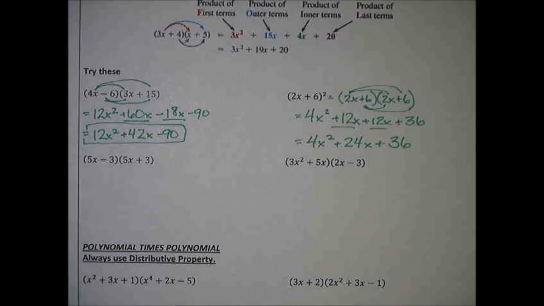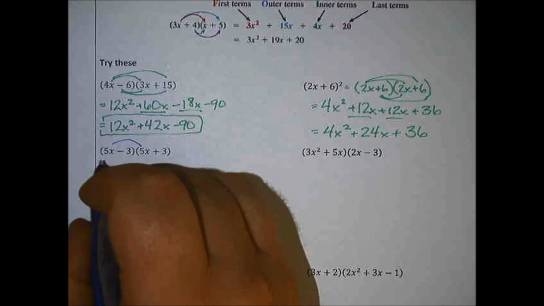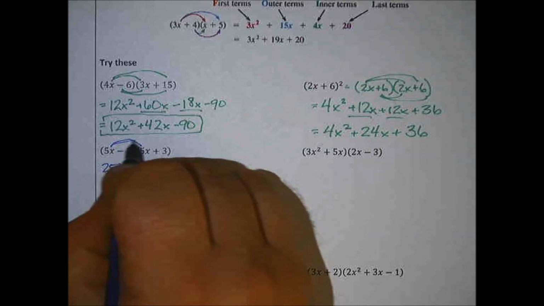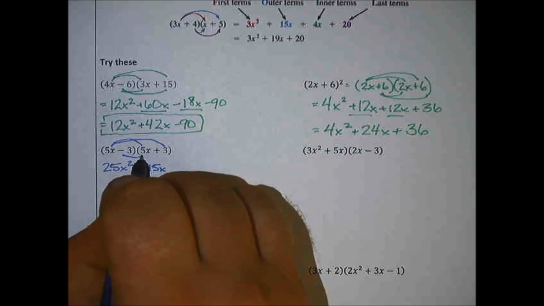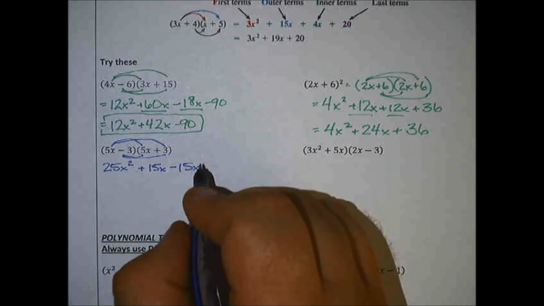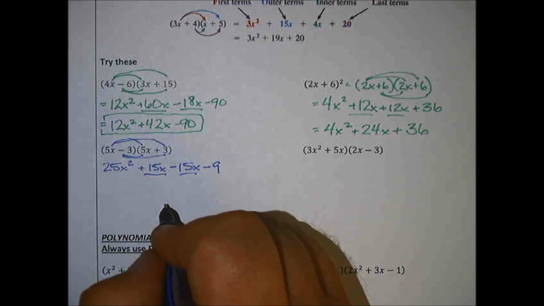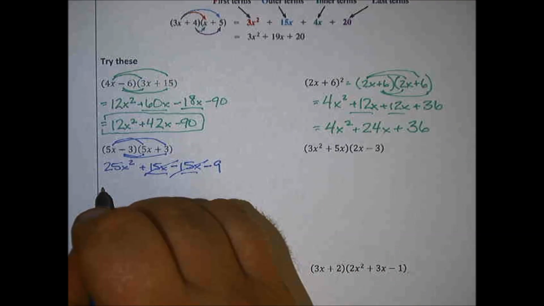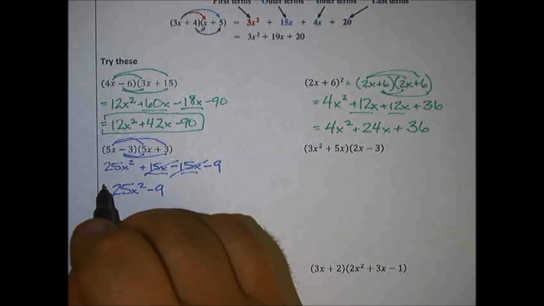Okay, welcome back. Hopefully those didn't give you too much trouble. This first one's kind of different. I do like it though. 5 times 5, 25x squared. 5 times 3, plus 15x. Negative 3 times 5, minus 15x. Negative 3 times 3, negative 9. I do have like terms here, and what happens with those like terms? Positive 15, negative 15, those cancel each other. That's really cool. So we get 25x squared minus 9, and that's my final answer.